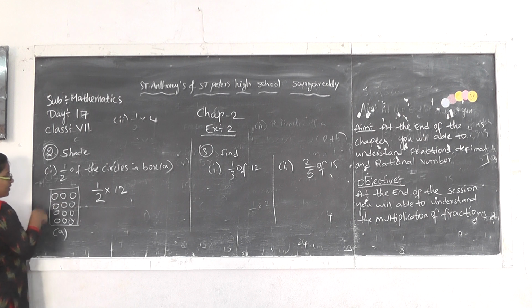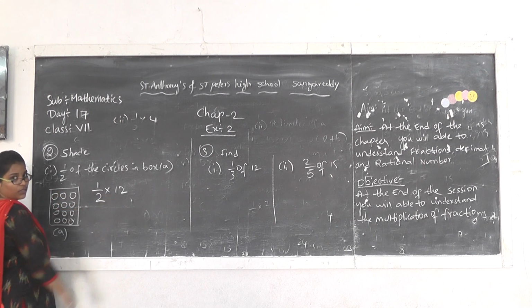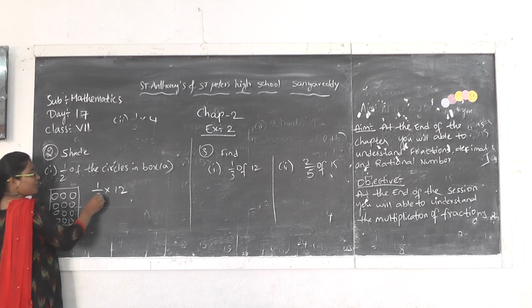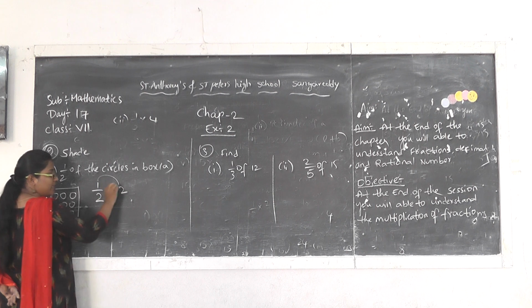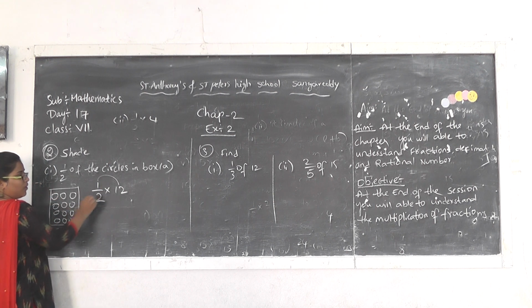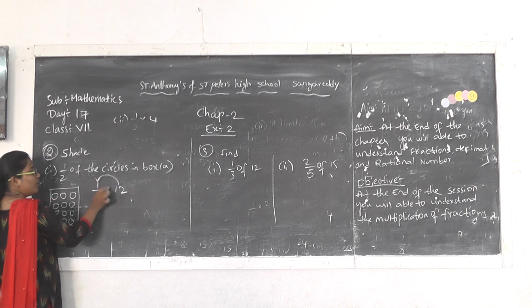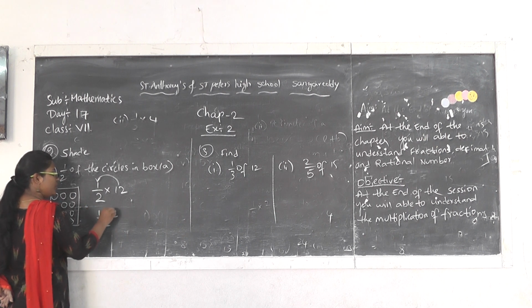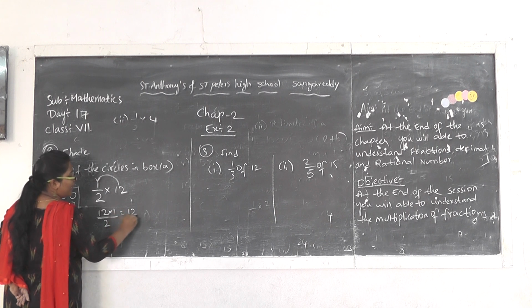How many circles are there in a box? 1, 2, 3, 4, 5, 6, 7, 8, 9, 10, 11, 12. So we have to write a total of 12. Is there any cancellation possible? First, multiply the whole number with the numerator. 12 ones are 12. So 12 into 1 by 2 is nothing but 12 by 2.